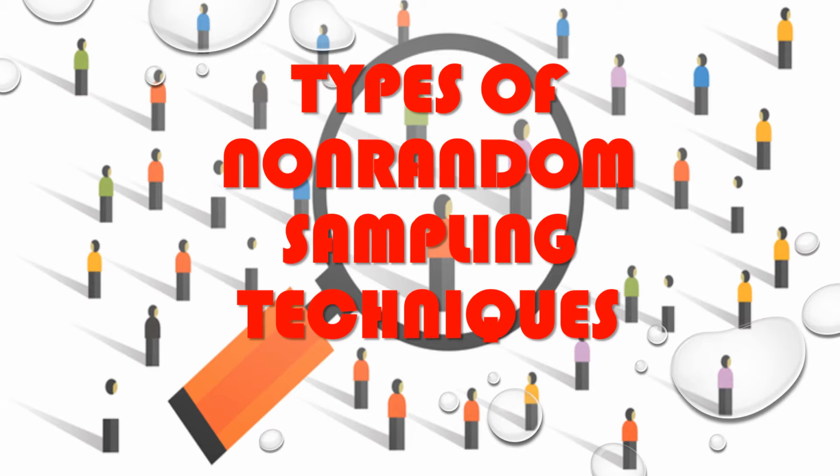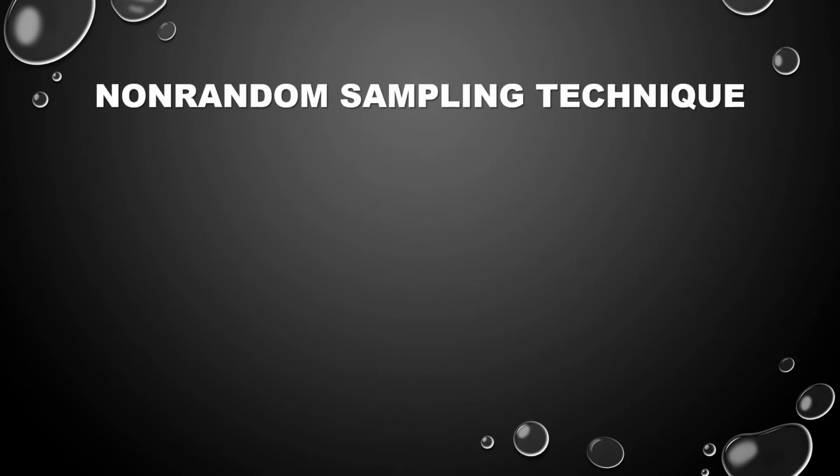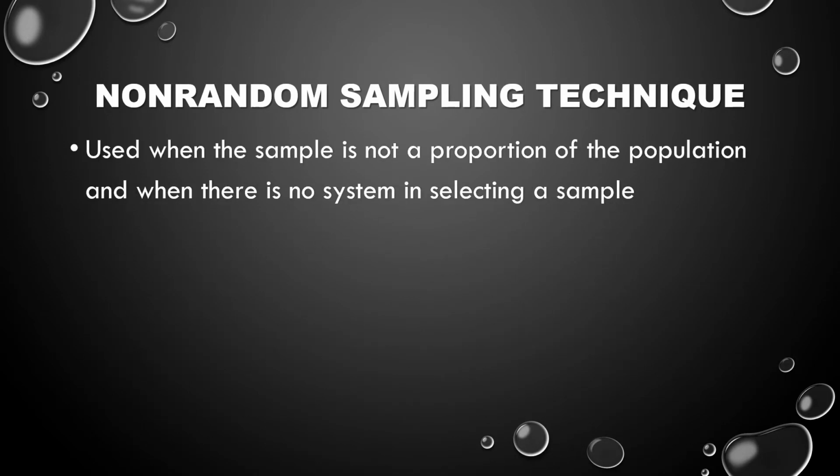Join me for another discussion, and this time we're talking about types of non-random sampling techniques. Non-random sampling technique is used when the sample is not a proportion of the population and when there is no system in selecting a sample. This is also known as bias sampling and also known as non-probability sampling because you do not depend your choosing of your sample on chance itself, but there will be an intervention made by the researcher or the one that is in charge of the study, and that will be based on the judgment of the researcher. So that is why it's called bias sampling and non-probability sampling.